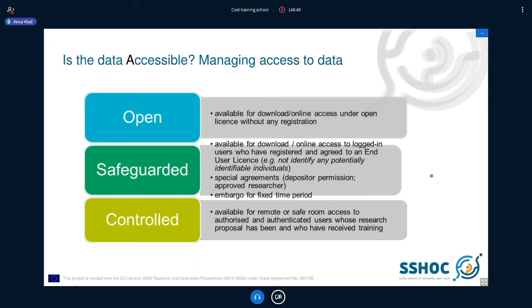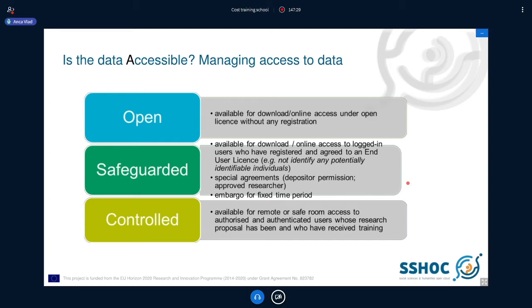And finally, there is controlled access, and this is where there will be very sensitive data or data that cannot be anonymized or pseudonymized without making it unusable for future users. This is available normally for remote or safe room access, and so researchers will need to complete a training course, for example, and pass a test before they are granted access. There are quite a lot of procedures that need to be met, in terms of, you can only access the data from one computer.